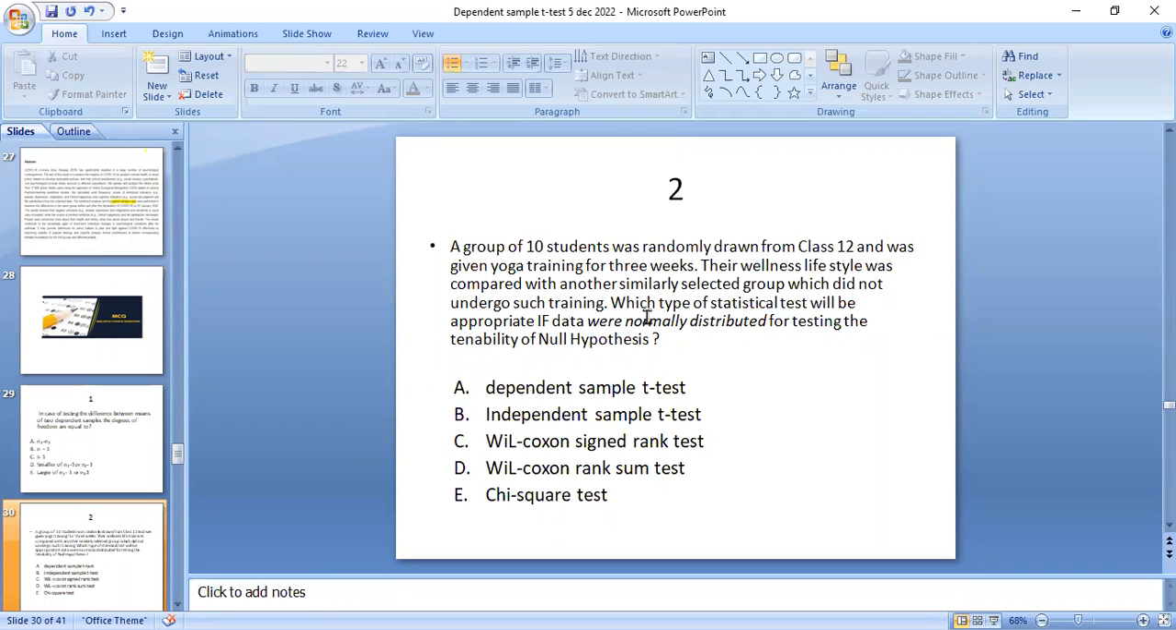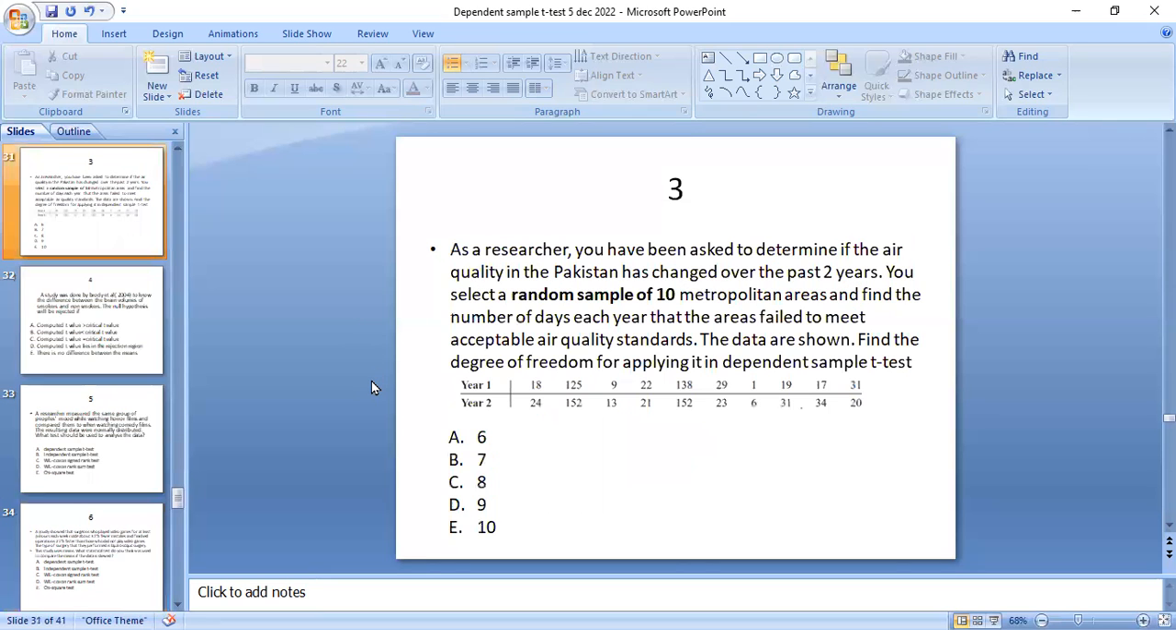Which test will we use? The data is normally distributed, and there are two kinds of samples. We will use the independent sample t-test as the data is normally distributed, and there are two classes of the samples. One got the training, the other didn't. So B is the correct option, independent sample t-test.